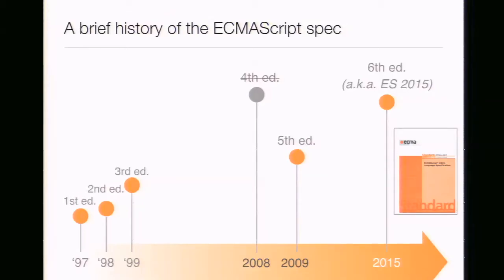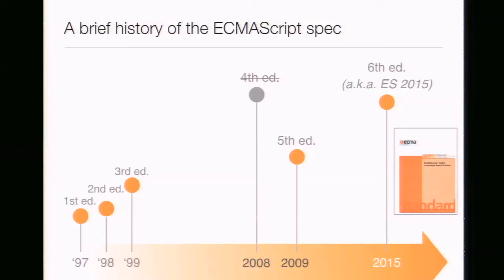ECMAScript 6, what's the history behind this? So let's look at how this spec has evolved over the years. JavaScript got standardized fairly early on, in '97 already, first edition, and then received two minor updates in '98 and '99. But really, those updates were quite minor in terms of new language features being introduced. I think the 3rd edition introduced the try-catch statement, which wasn't there before, but other than that, no real big semantic changes.